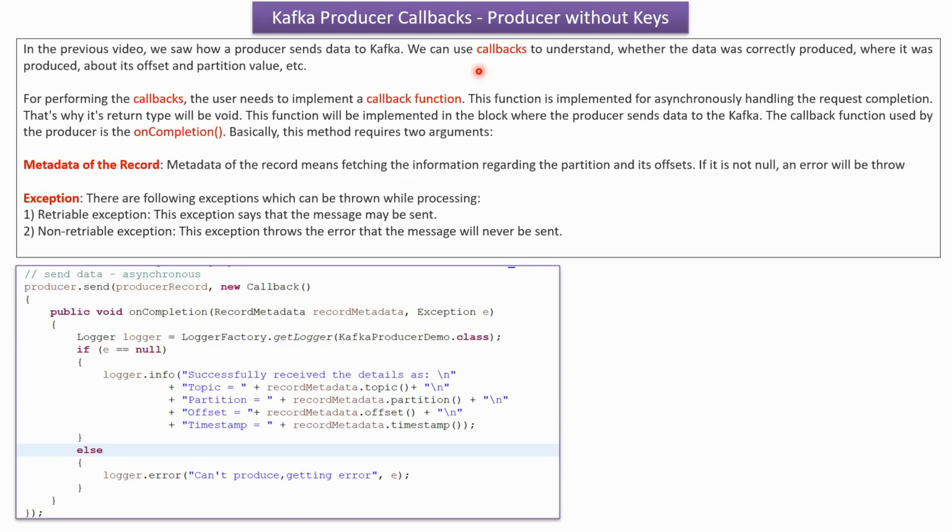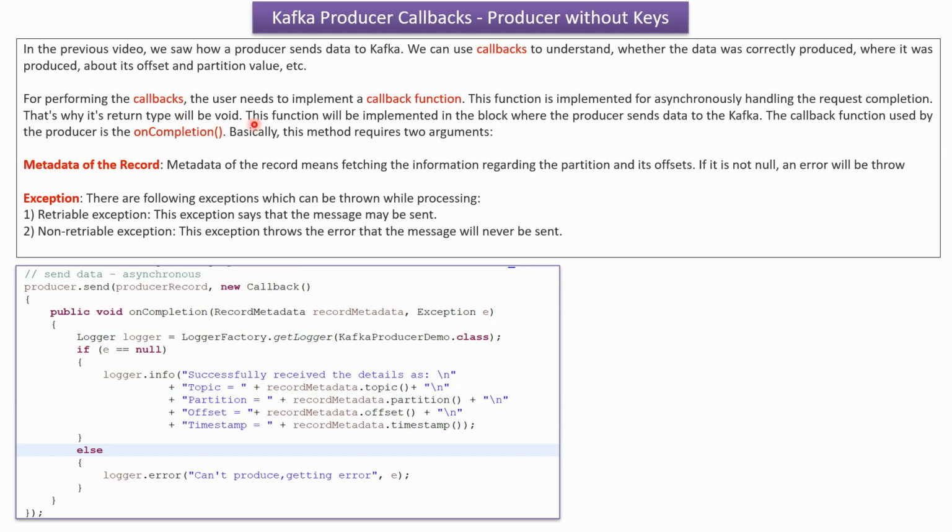In previous videos, we saw how producers send data to Kafka, and we can use callbacks to understand whether data was correctly produced and in which topic, which partition, and in which offset the message has been stored. This information we can get using callbacks.